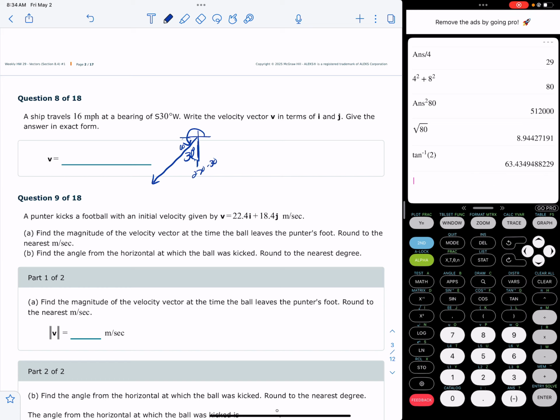So it would be 240 degrees. And so then you just do 16 cosine 240 and 16 sine of 240. And you should get negative 8i minus 8 square root of 3j.